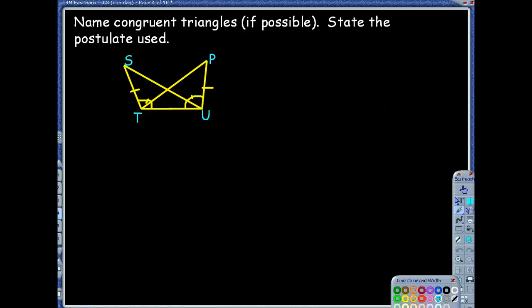Same directions. Let's see if Mrs. Hochgraby can do this. Okay, here we go. I'm looking and I see a set of sides that are already congruent. I know that ST is congruent to PU.